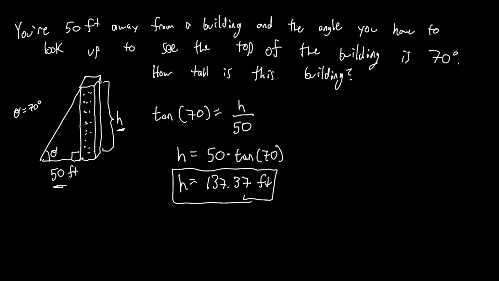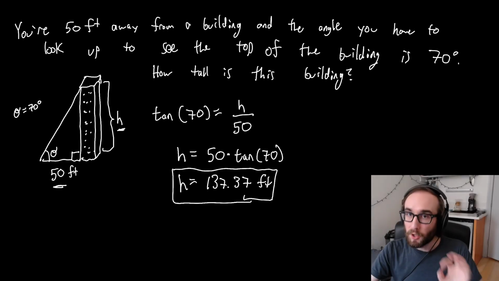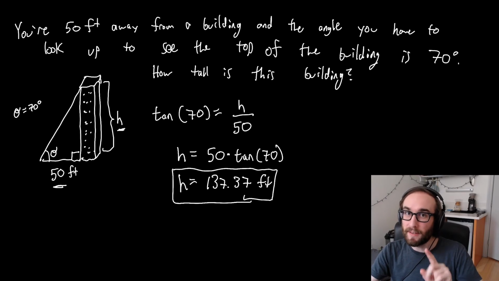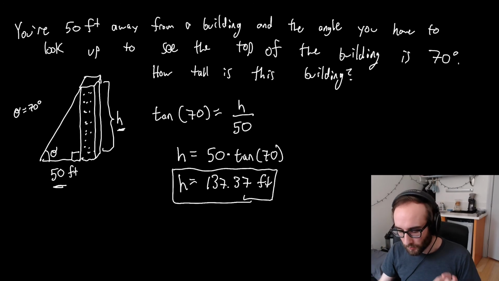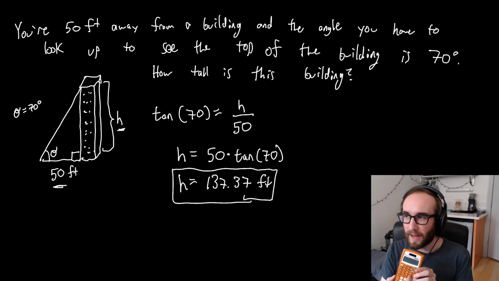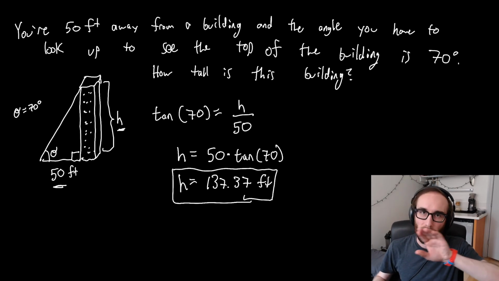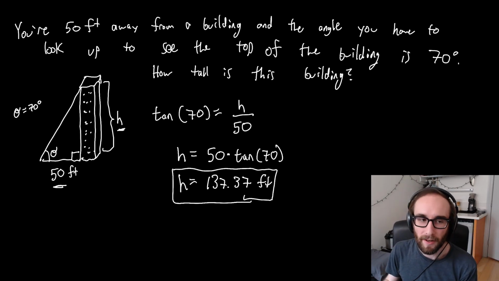One note is when I plug in tangent of 70, I made sure that my calculator was in degrees mode. So there's two different modes, radians and degrees. We'll talk about radians later on. For now, just make sure your calculator's in degrees mode. If you have a TI-30X, for example, there's a DRG button at the top. If you click that, you want to make sure that the degree on the left is highlighted.